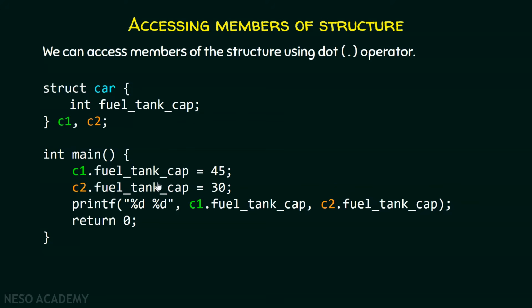C1 dot fuel tank capacity means we are simply accessing this member using C1 variable because C1 type is struct car, so we can easily access its member. So C1 dot fuel tank capacity is 45 and C2 dot fuel tank capacity is 30, which means that C1 car is having this fuel tank capacity and C2 car is having this fuel tank capacity. With the help of printf function, we can print these values on the screen. So the output is 45, 30, right?